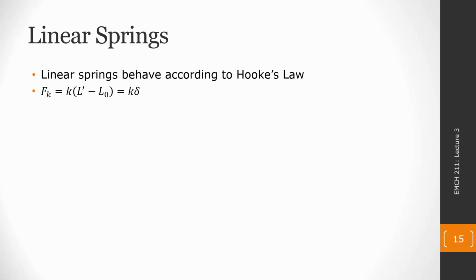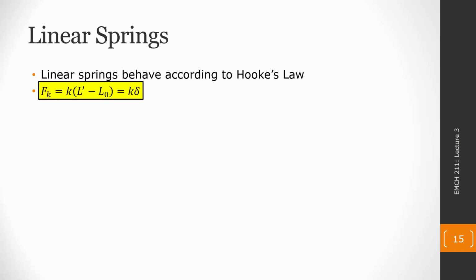So we can use the first equation here. It's k times L prime minus L naught, or we can say that the force in the spring is k times delta. Now all delta is the change in length of the spring, which I'm defining here as this L prime minus L naught. So this is an additional equation that we're going to need to remember and use anytime we know we have a spring in our system.